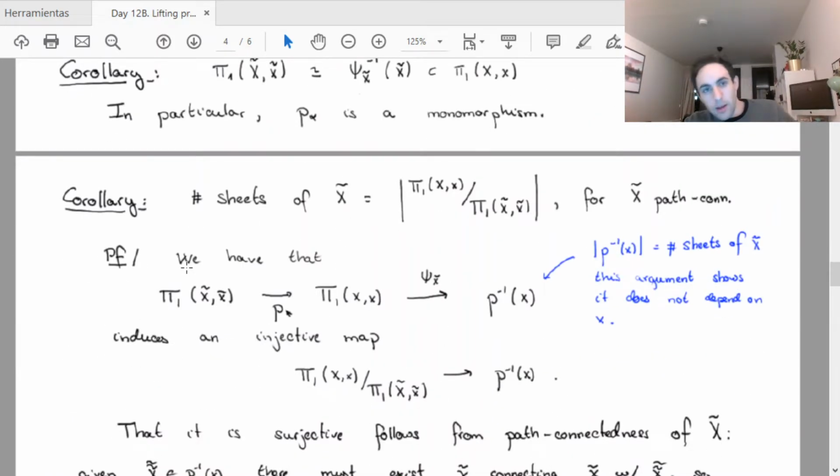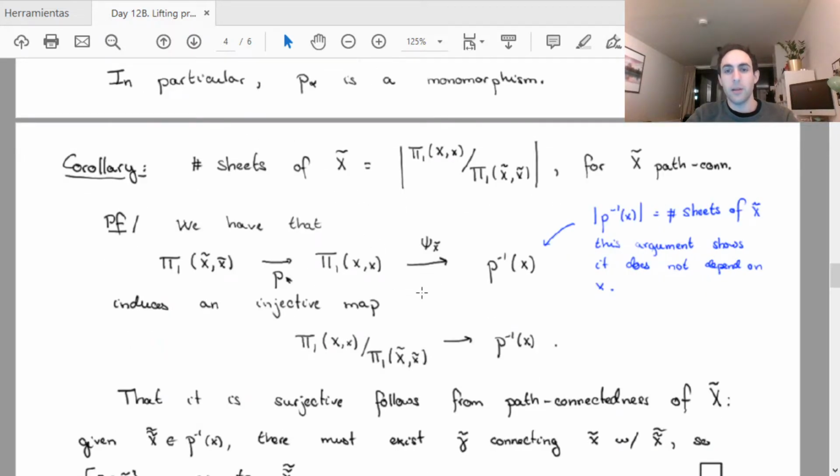Now for a second corollary, we're going to exploit the same sort of argument once more, and we're going to prove the other side of the coin of the previous corollary. Let me go through the proof first, and then we will say what the statement is out of the proof.